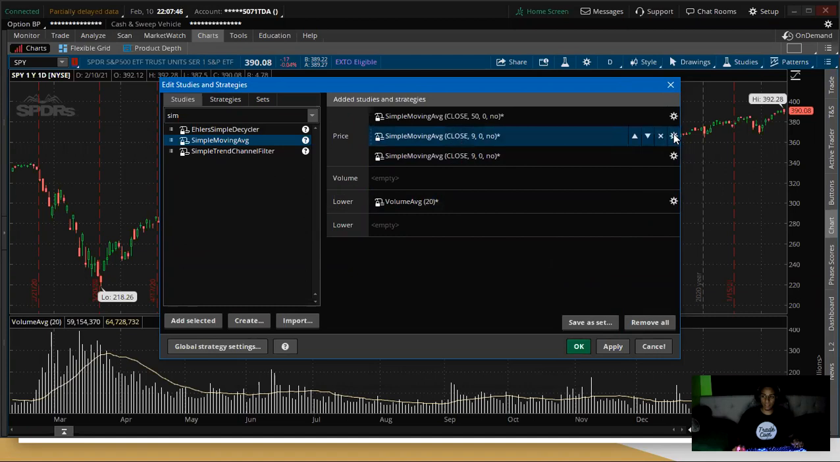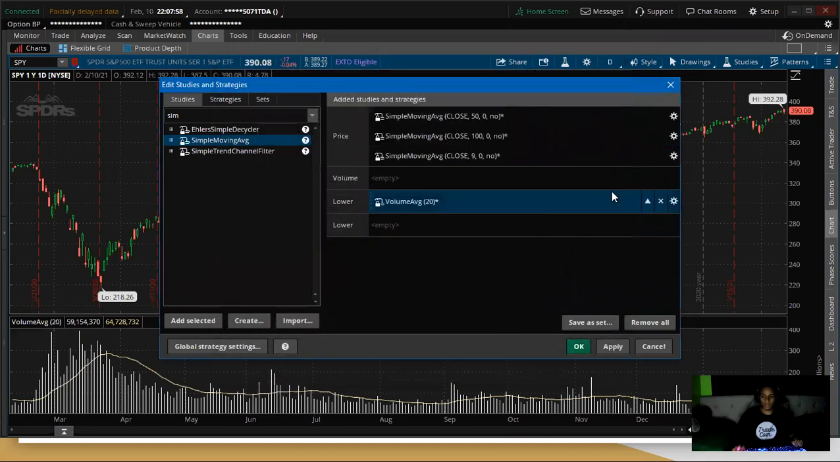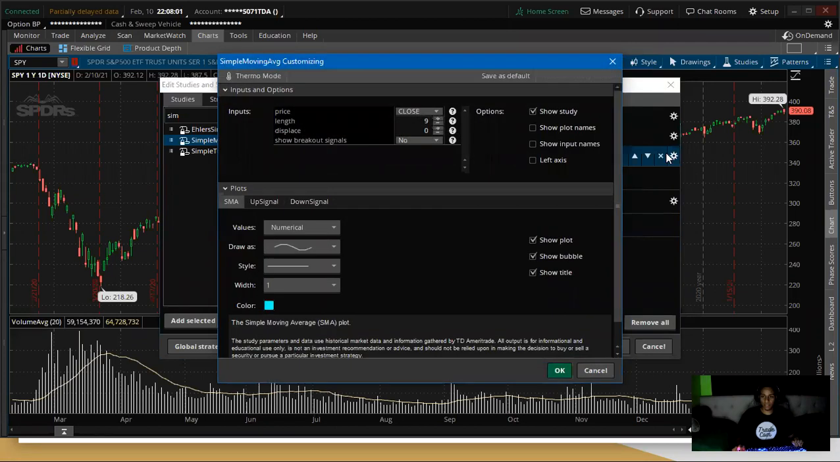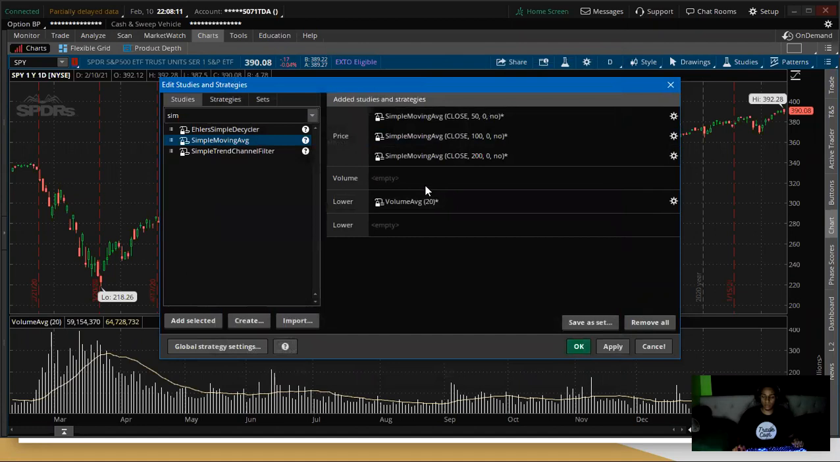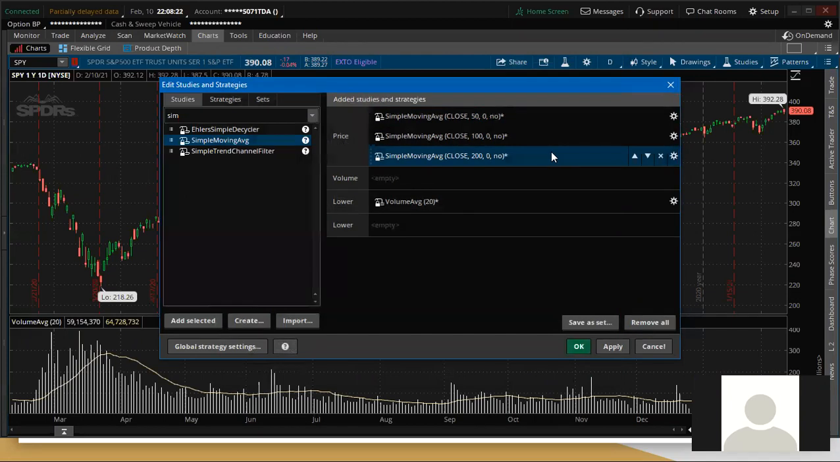Next one you want to add is your 100-day moving average. 100. And I like to put this one as yellow. And click OK. You're gonna click the gear again on the last one, and you're gonna change this one to 200. That one will be for your 200-day moving average, and I put that one as red. All right, everybody's good up to this point? What was the third one? 200. 200 red. Yeah, it's red.